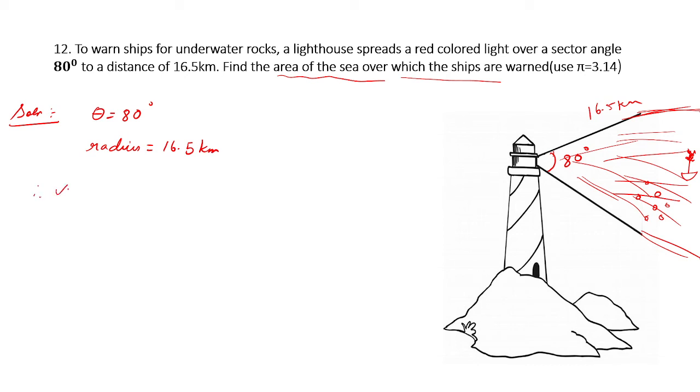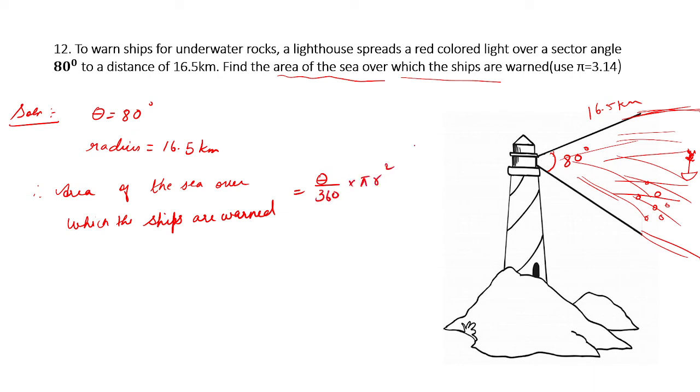So therefore the area of the sea over which the ships are warned is going to be equal to the same formula as the sector. Clear? So see, the light will not go to the entire sea. If you imagine a lighthouse, it will not reach the entire sea. It will just cover a certain area, right? Even for the same case, you think of the lights in the car, it will only brighten a certain area, and if you pay close attention to it, it forms like an arc.